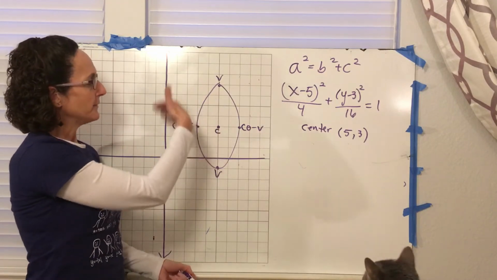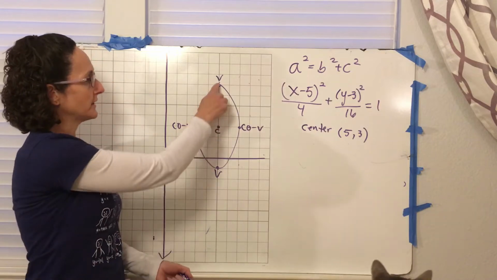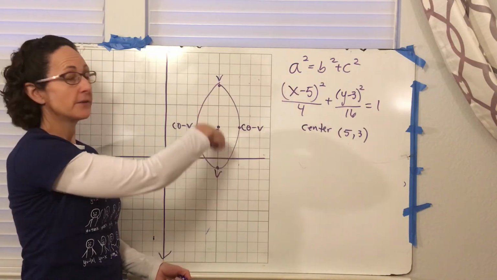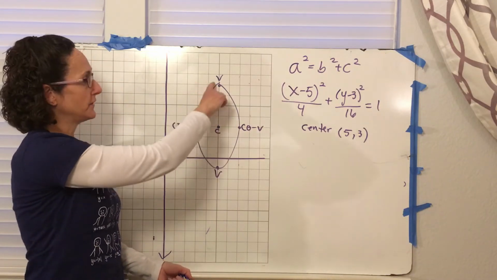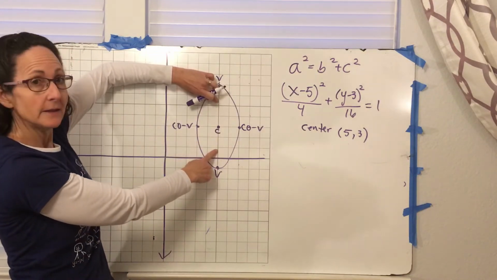Okay, so now what you want to do is find the foci. And here's the thing, the foci are always lined up with the vertices. So if the vertices are this way, the foci are also this way. So the foci are going to be somewhere in here.